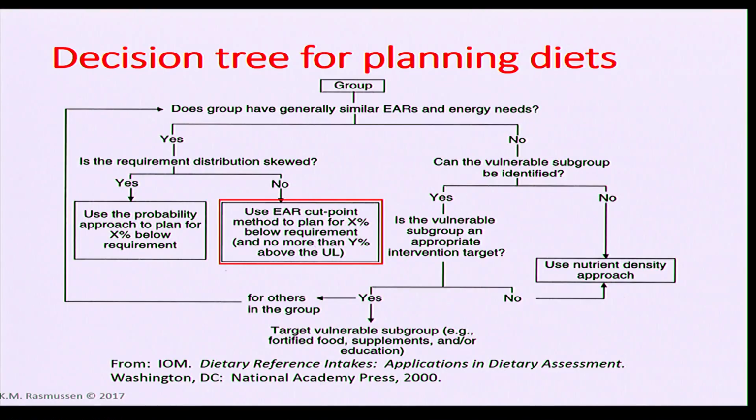And you plan for X% to be below the requirement. What's happening at the other end of the distribution isn't our concern at the moment. The 2006 committee that revised the WIC food packages used 5% for X. 2.5% was illustrated on the last slide.